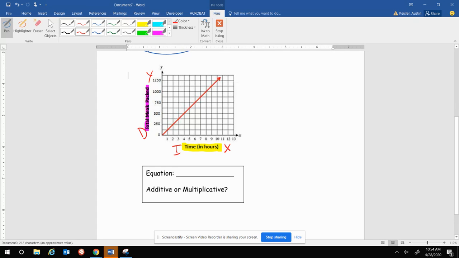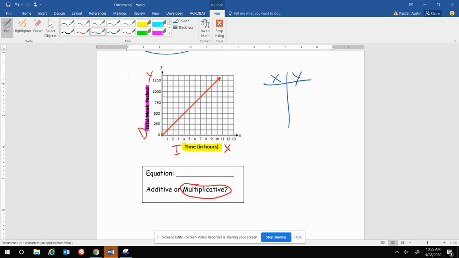We can also tell, just by looking at this graph, since it goes through 0, 0, and it's a straight line, we can tell that this is multiplicative. So it's going to be a multiplication equation. So the way we're going to actually figure out what this equation is, we're going to make our own table. We're going to make an XY table. If you don't have a graph, they just give you a table, this is where you get to skip the graph part.